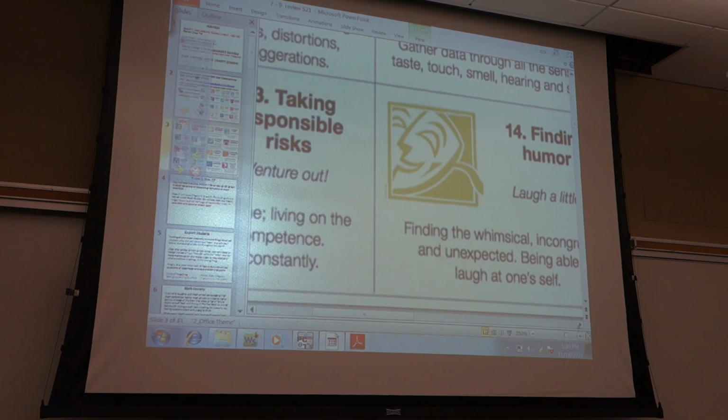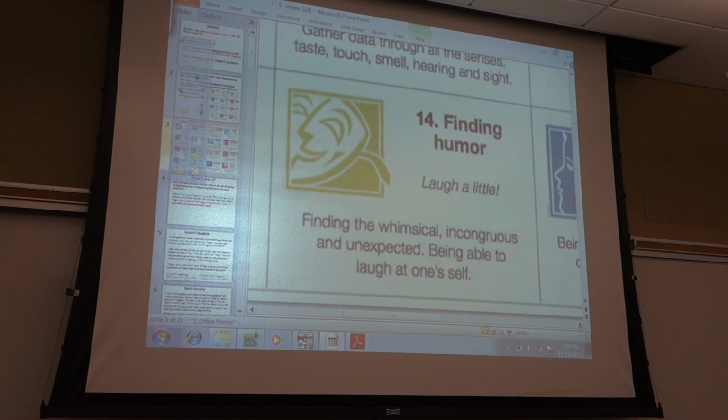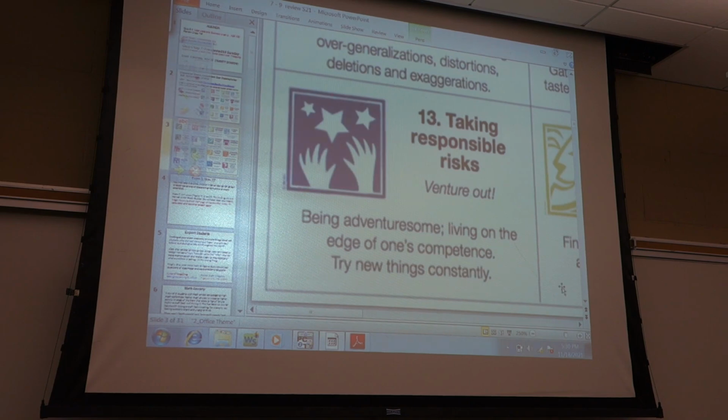Michaela, hold on a second, let me get it for you. Go ahead. Finding humor, laugh a little. Finding the whimsical, incongruous, and unexpected. Being able to laugh at oneself. Thank you. And Angelo. Taking responsible risks, venture out, being adventuresome, living on the edge of one's competence, trying new things constantly.